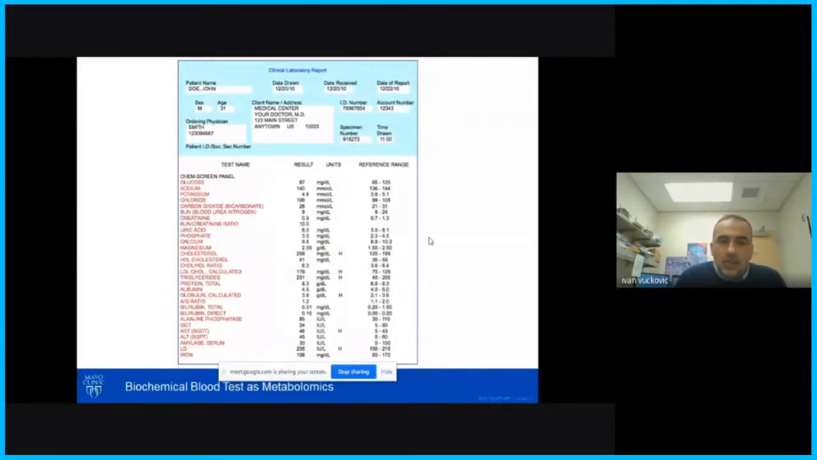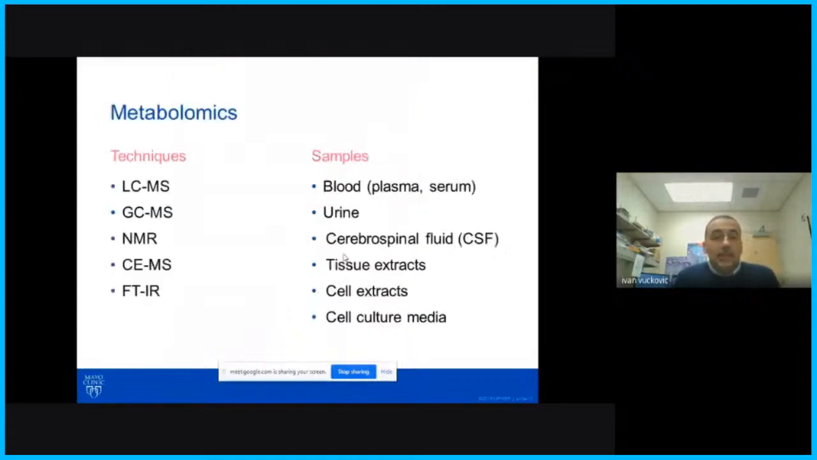And if some values are outstanding, that information can be an indicator of the presence of a specific disease. So when we talk about techniques that we now use in metabolomics, most widespread are NMR and mass spectrometry methods like liquid and gas chromatography in combination with mass spectrometry, and nuclear magnetic resonance. Less used are electrophoresis and infrared spectroscopy. When we talk about samples, they can be virtually anything.